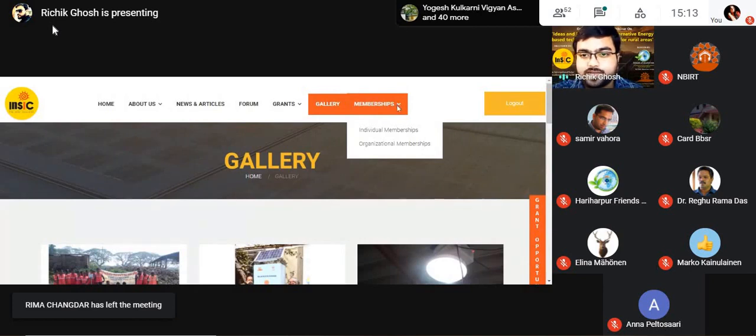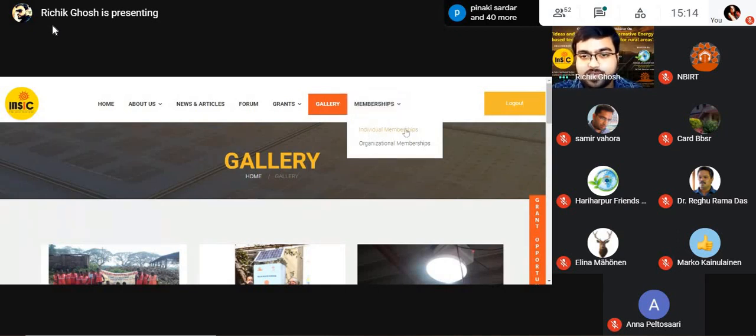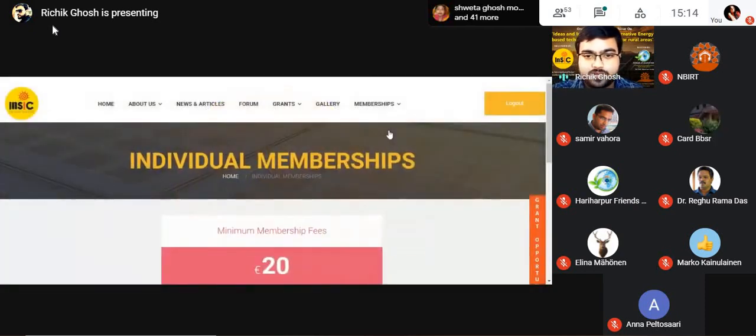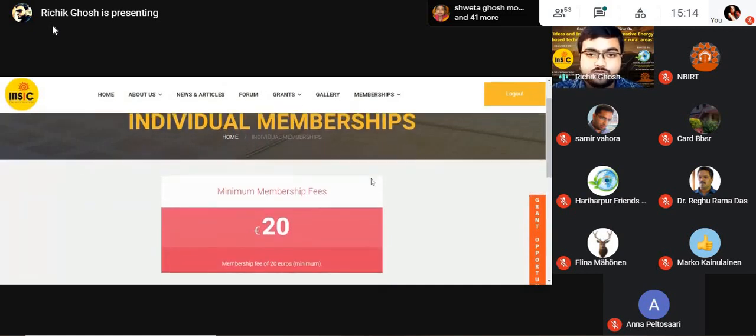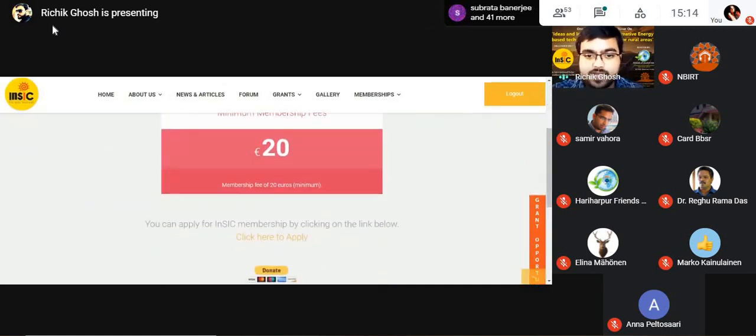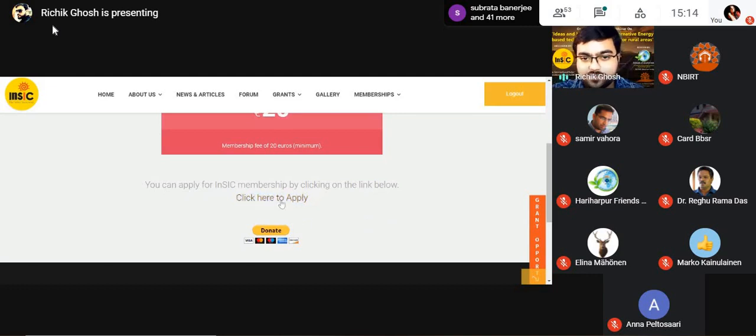It's a very crucial area. So I would request all of you who are present here, who are not members of InSIC, to kindly become members, and I'll show you through the process. So now if you go to membership, we have two kinds of memberships. One is the individual membership, and one is the organizational membership. If any person wants to become a member of InSIC, they have to go to this page, and apply for the membership by clicking here.